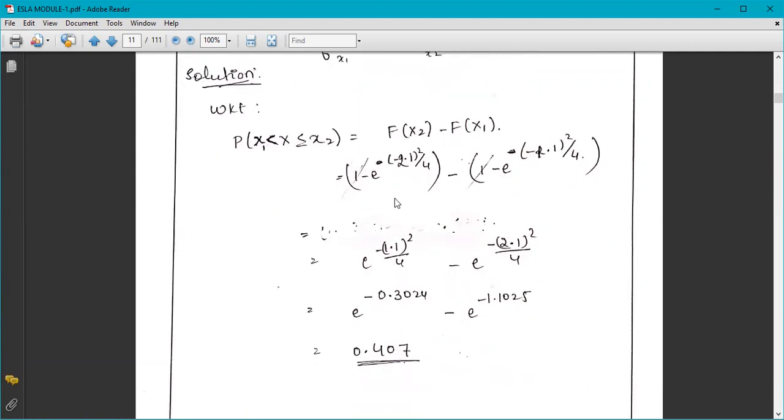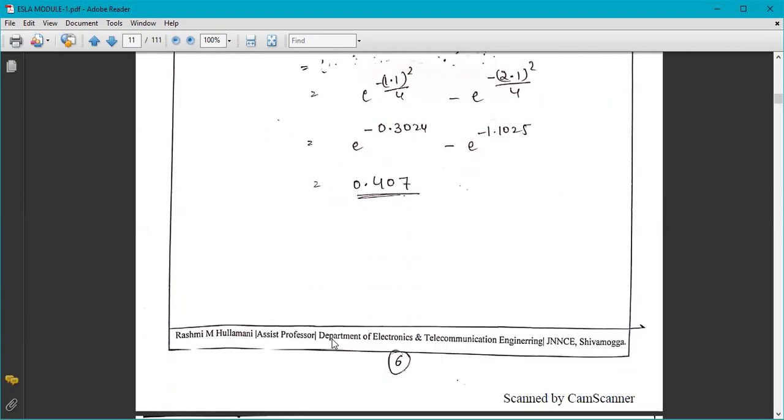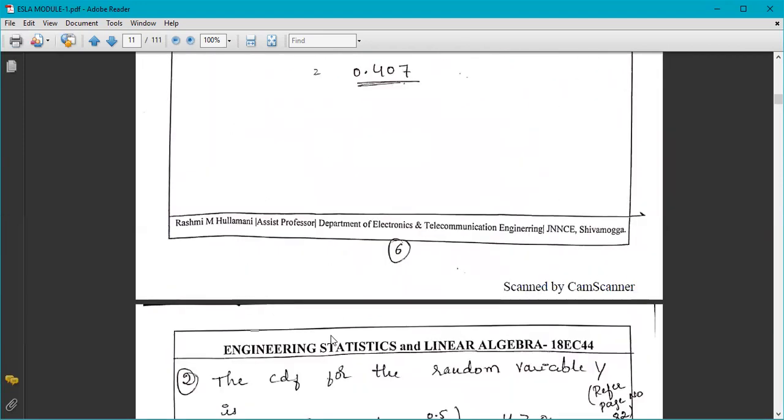Therefore, 1 minus 1 gets cancelled, and minus into minus becomes plus, giving e power minus 1.1 whole square by 4 minus e power minus 2.1 whole square by 4, which is e power minus 0.3024 minus e power minus 1.1025. By using a calculator, we get 0.407 as the final answer. Okay, this is the problem on cumulative distribution function. We'll see the next problem.